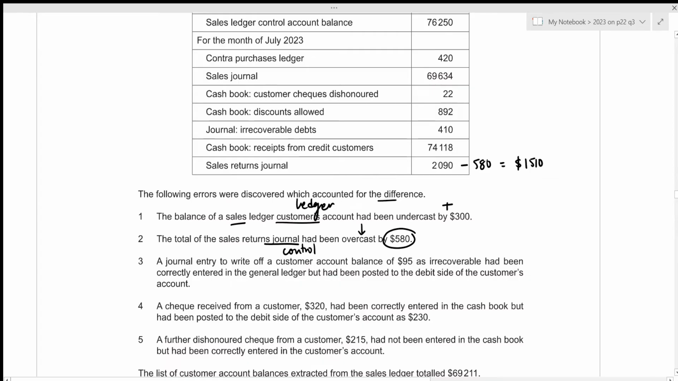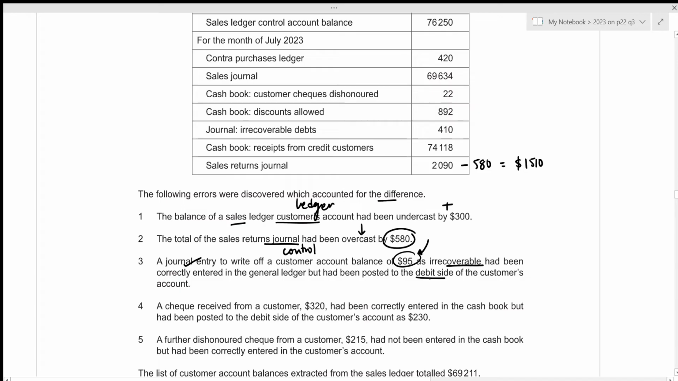Then a journal entry to write off a customer account balance of 95 as irrecoverable debt had been correctly entered. So we have the correct entry in our journal. There will be no problem within our sales ledger control account, but it had been posted to the debit side of the customer's account. So this is incorrect because we had to post it to the credit side of the customer's account because the customer is now unable to pay us the 95, which is why we termed it as irrecoverable debt. But this was entered on the debit side, so that's incorrect.